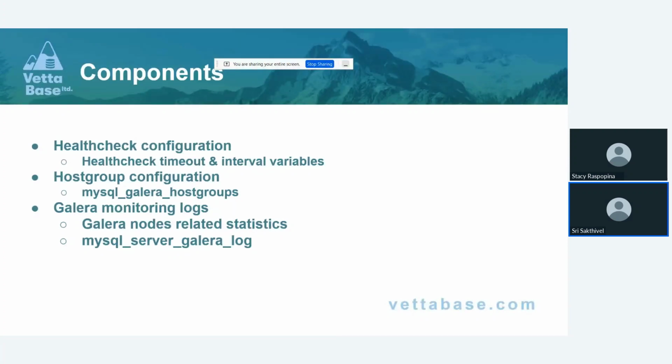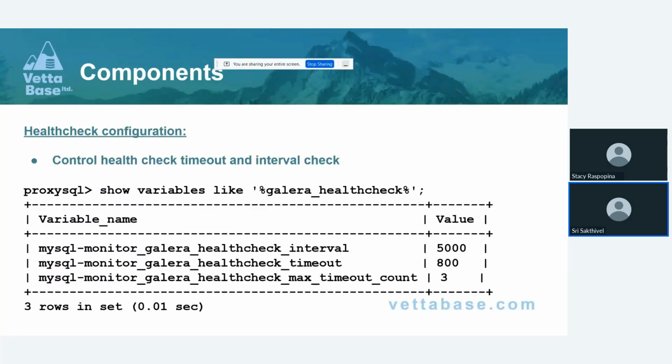And yes, the first one is the health check configuration. These are the 3 variables we use to do the health check, based on the interval and timeout. The values are in milliseconds: 5000, which is 5 seconds, and 0.8 seconds, and finally we have the count.